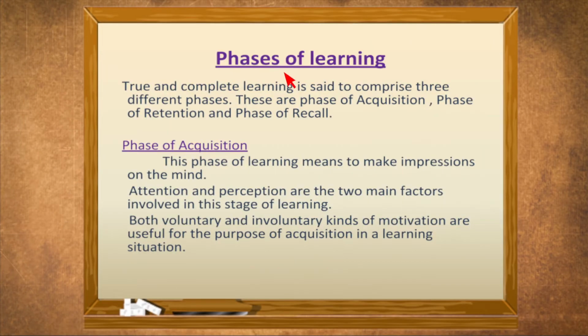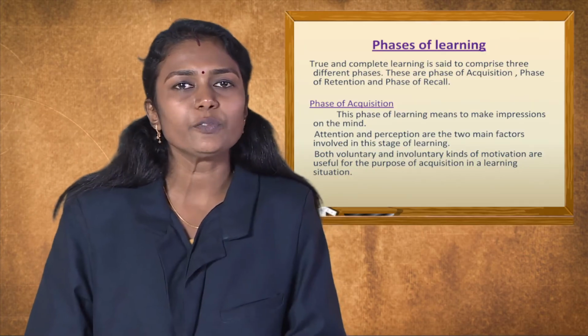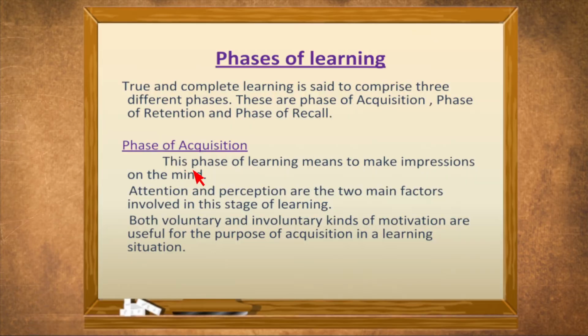Next is the phases of learning. True and complete learning is said to comprise 3 different phases. These are the phase of acquisition, phase of retention and phase of recall. First, what is the phase of acquisition? This phase of learning means to make impressions on the mind.